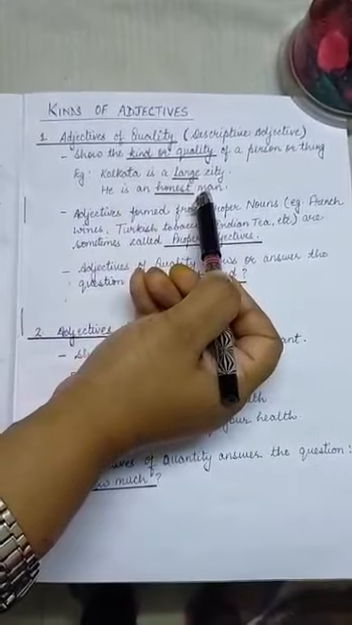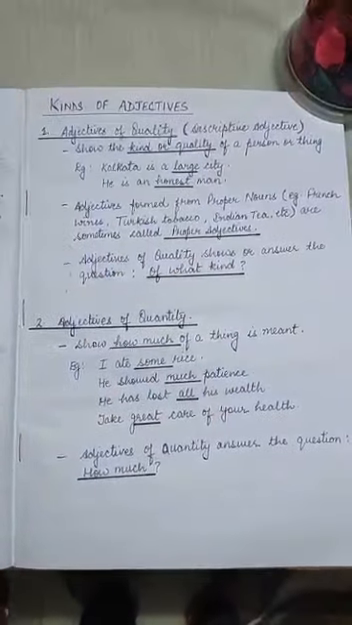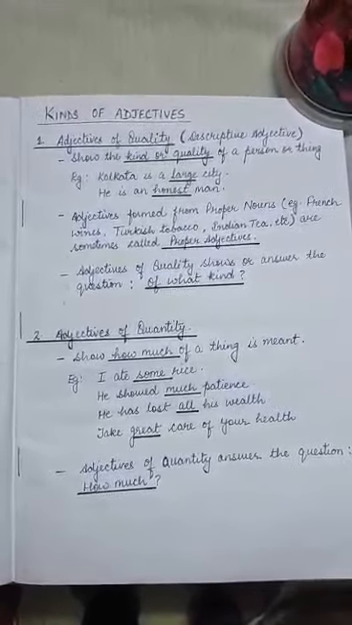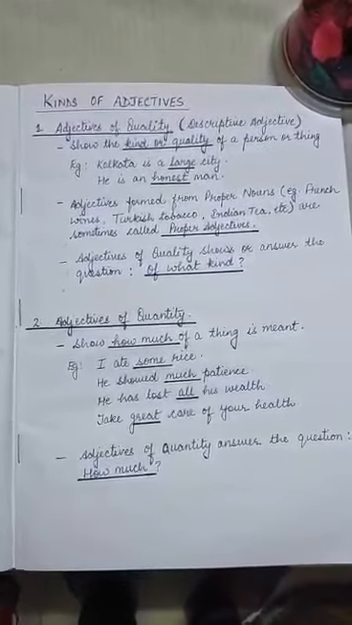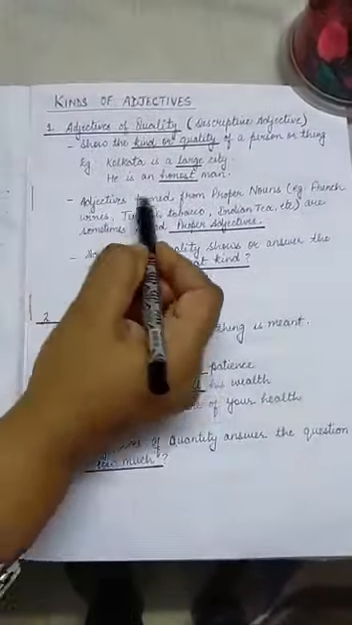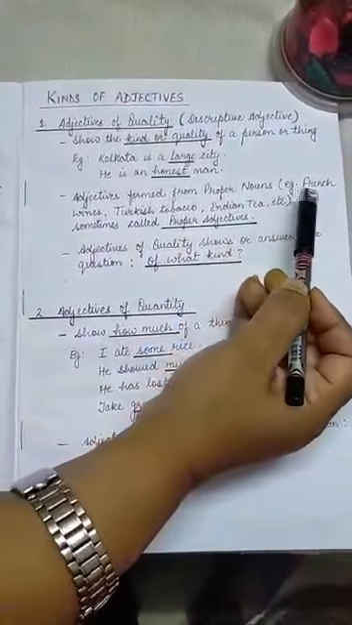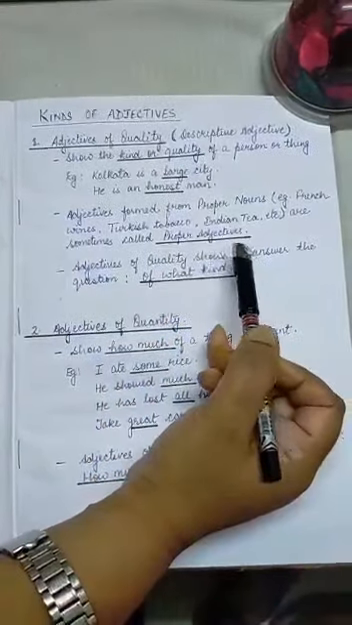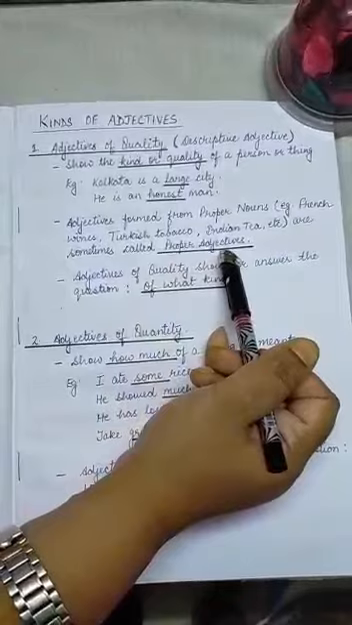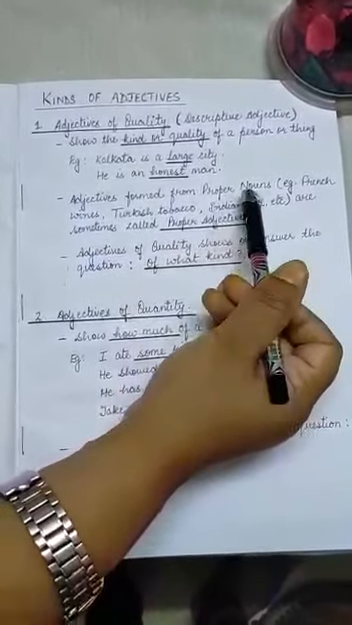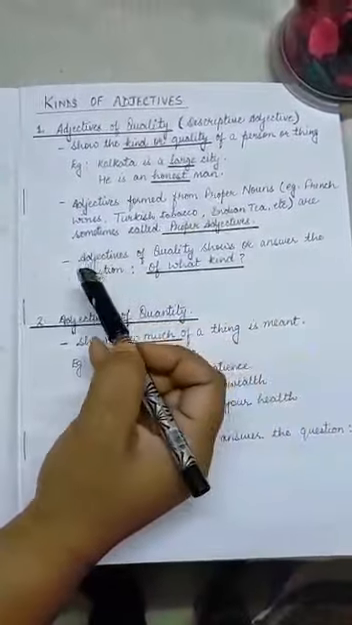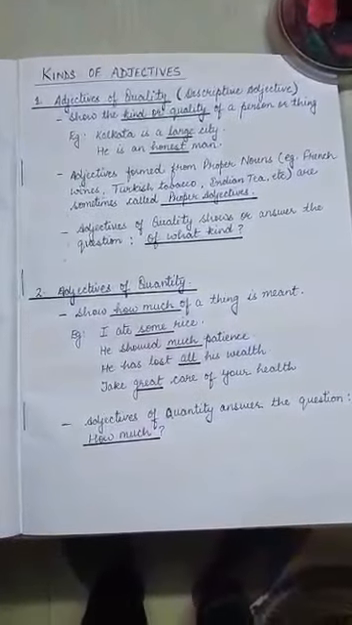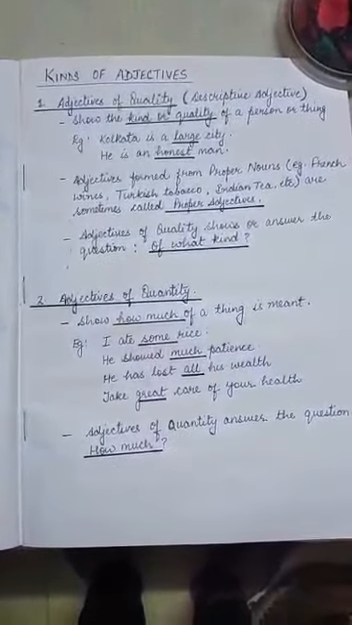Okay. So these two sentences qualify or tell the quality of the noun, and that is why it is known as adjectives of quality. Now adjectives formed from proper nouns, for example, French wines, Turkish tobacco, Indian tea, etc., are sometimes called proper adjectives because they are formed from proper nouns. So adjectives of quality basically answer the question of what kind. That means it describes the kind of a noun.